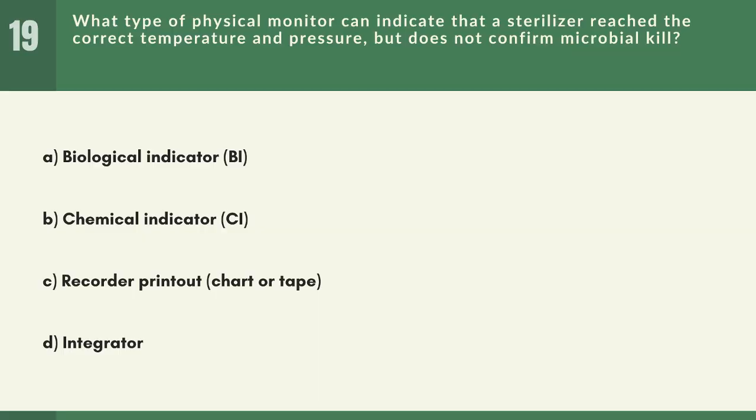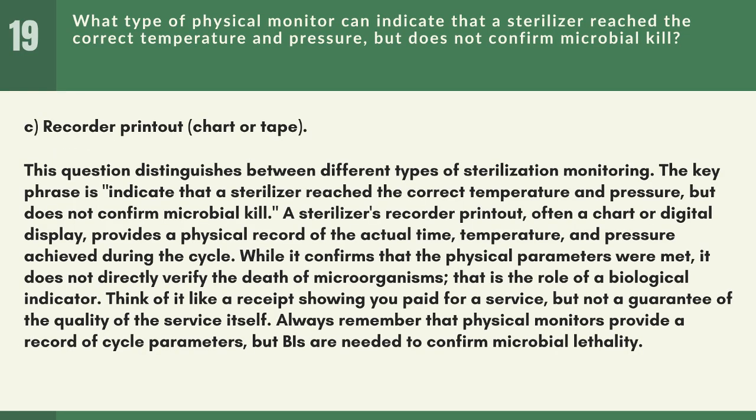Question 19. What type of physical monitor can indicate that a sterilizer reached the correct temperature and pressure, but does not confirm microbial kill? A. Biological indicator, BI. B. Chemical indicator, CI. C. Recorder printout, chart or tape. D. Integrator. Answer: C. Recorder printout, chart or tape.